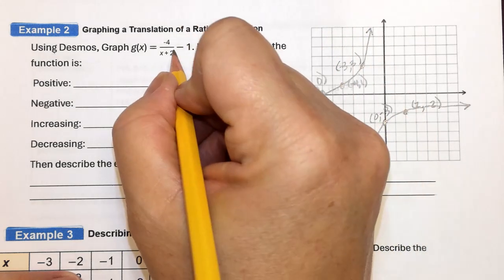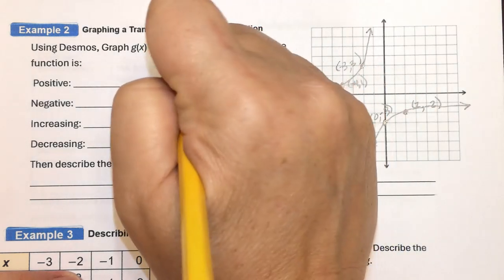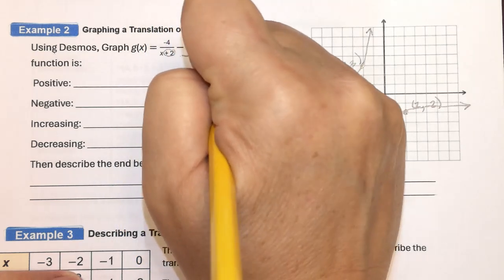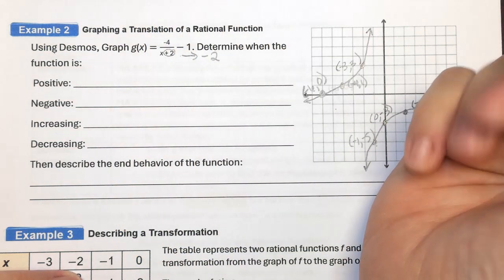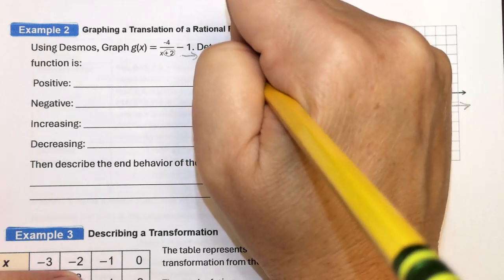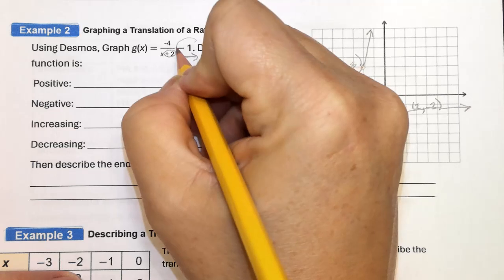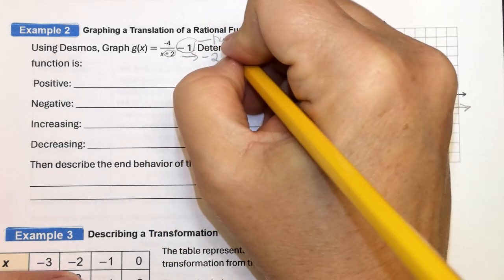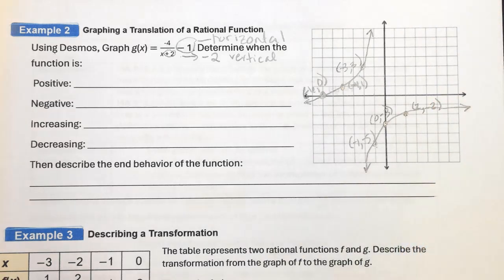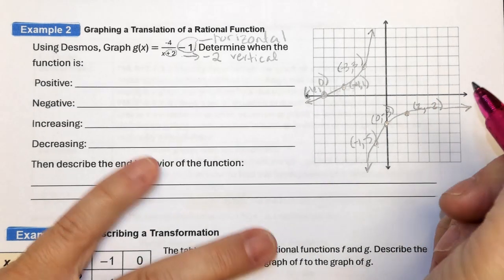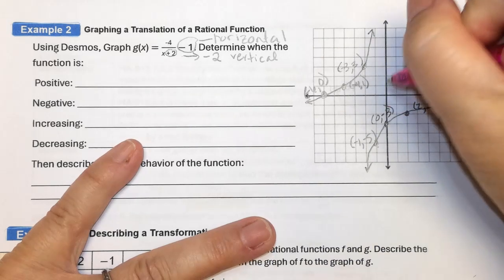All right, so remember this is our h value, but remember it's the opposite. So we would say this one is -2. So at -2 would be our vertical asymptote. And then remember this one tells us our horizontal, and it's that number. All right, so what does that mean? That means that I have a vertical asymptote at -2.